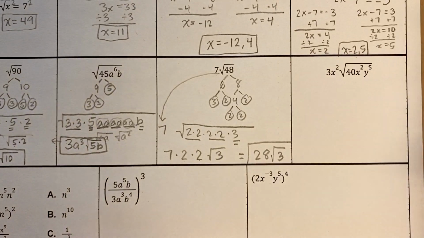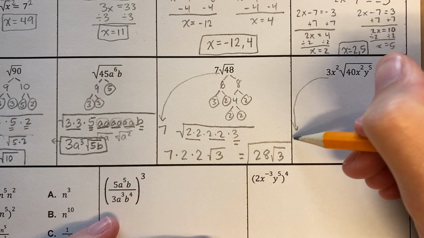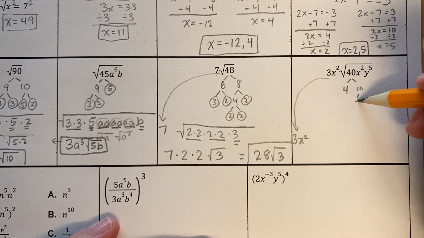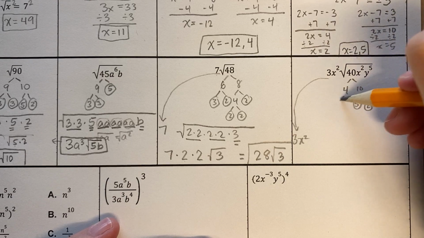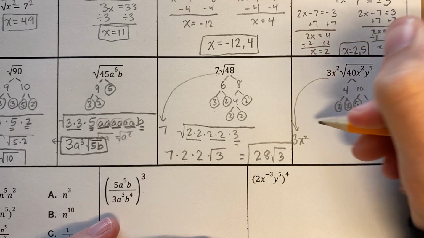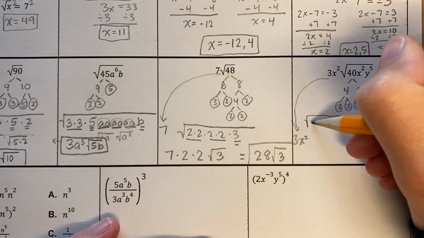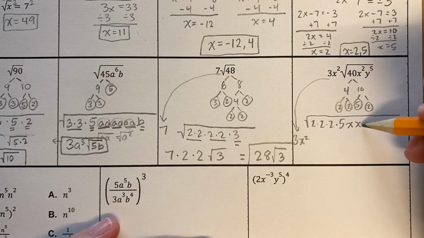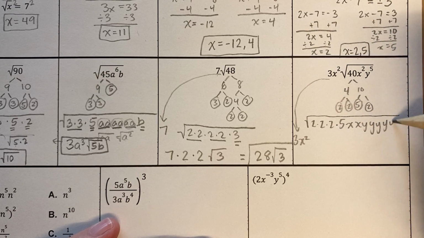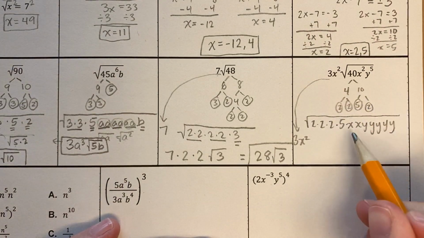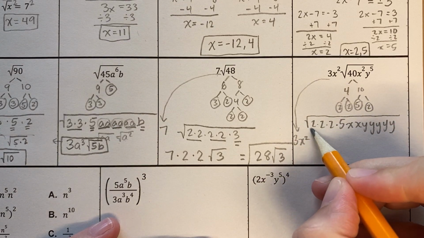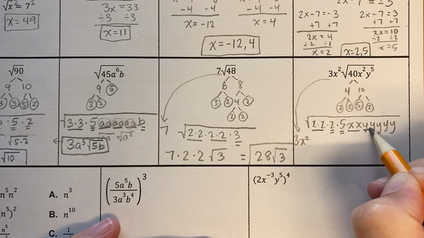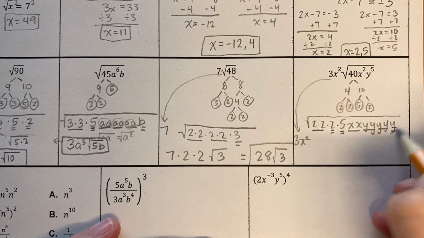Okay, and then last one, again, very much the same. Look, I'm going to bring down this 3x squared so I don't forget it. I'm going to go through this whole process. So I have 3 2's, a 5, 2 x's, and 5 y's. And make sure to be nice and neat because if you're messy, right, you're going to miss one. Double, single, single, double, double, double, single.